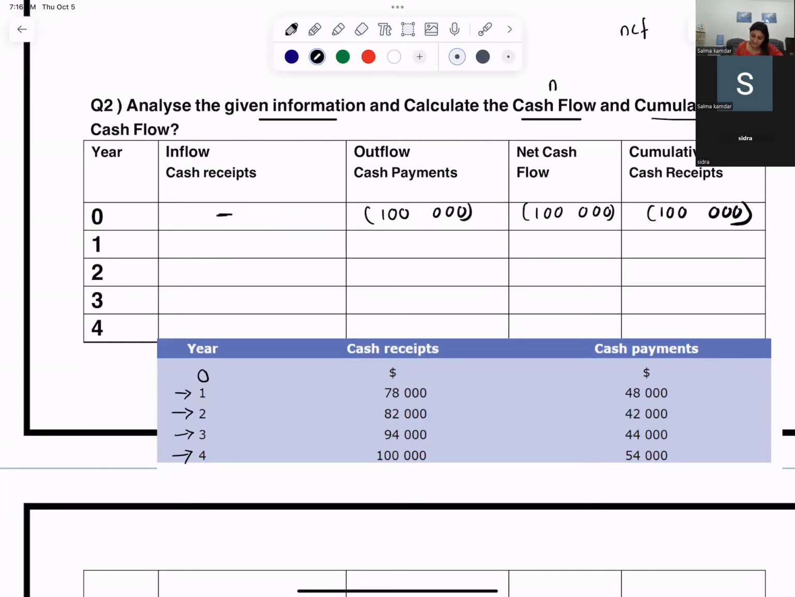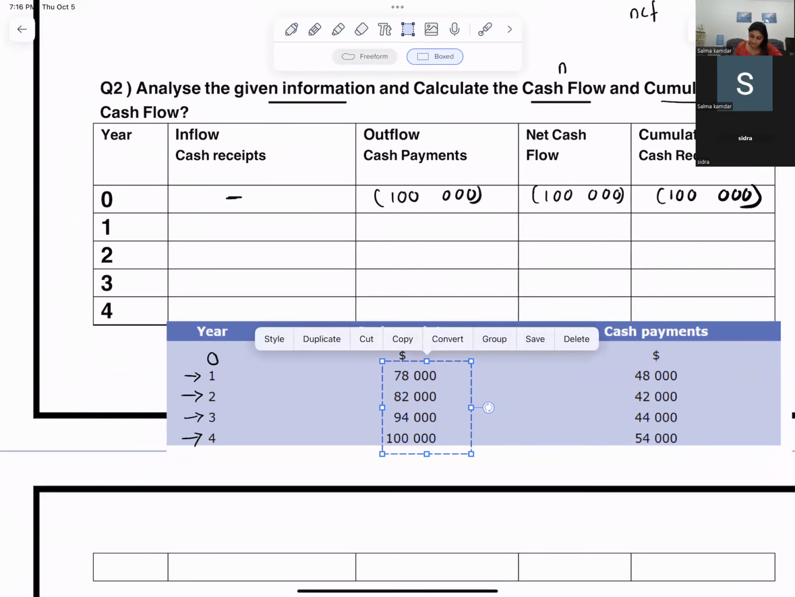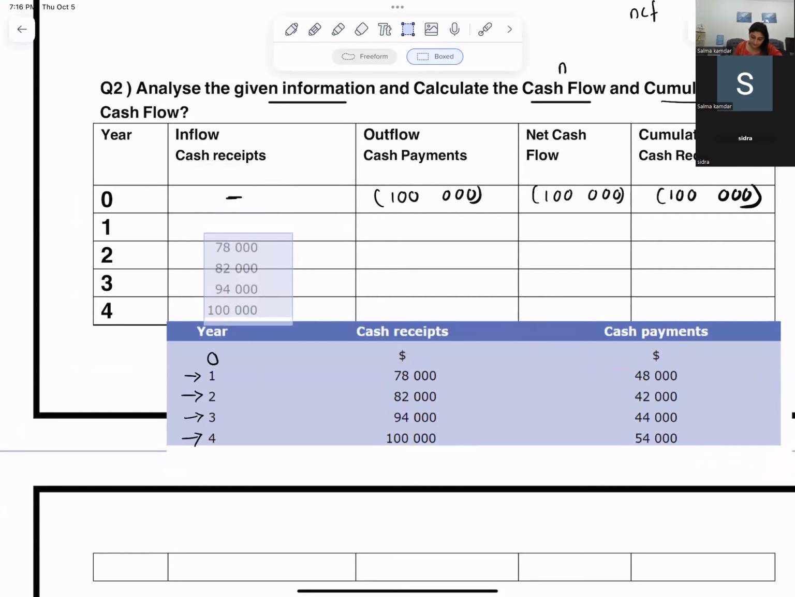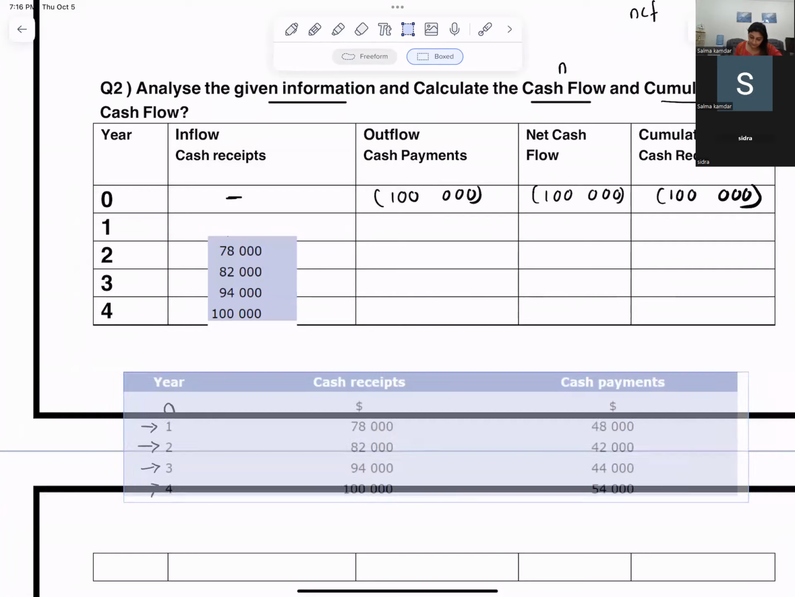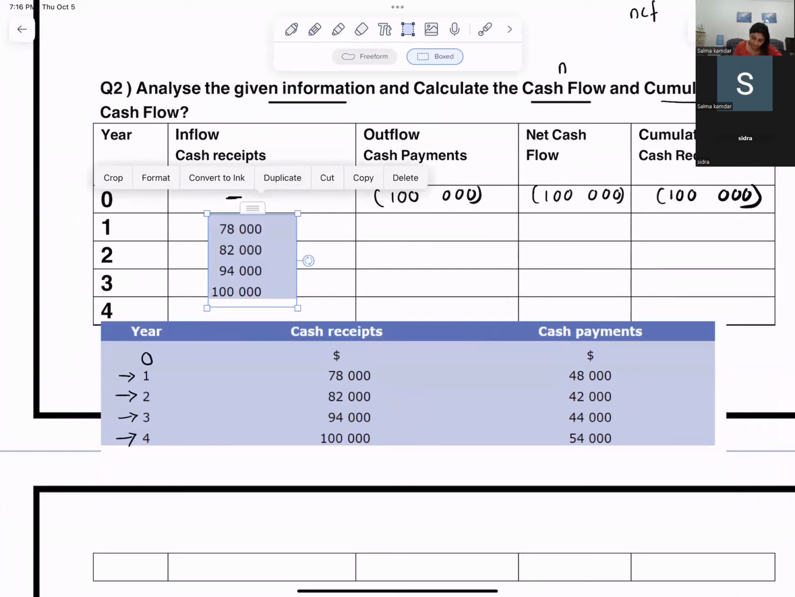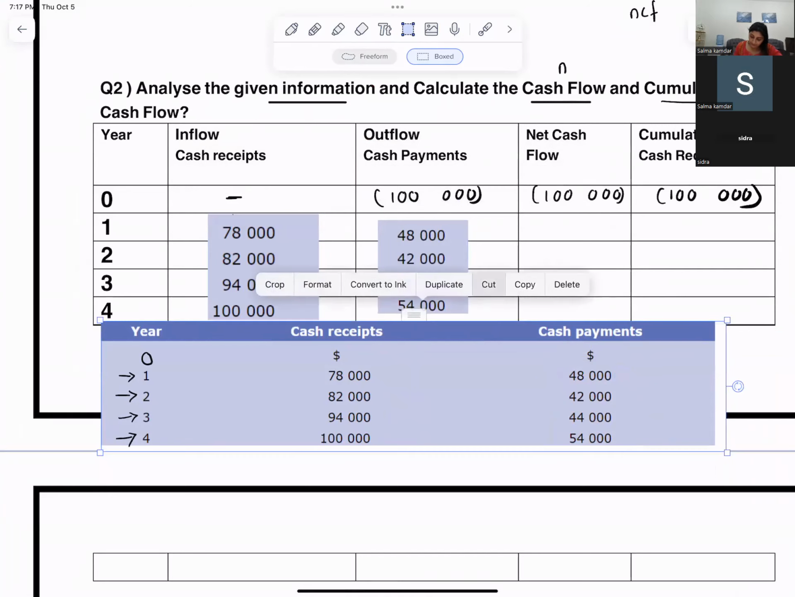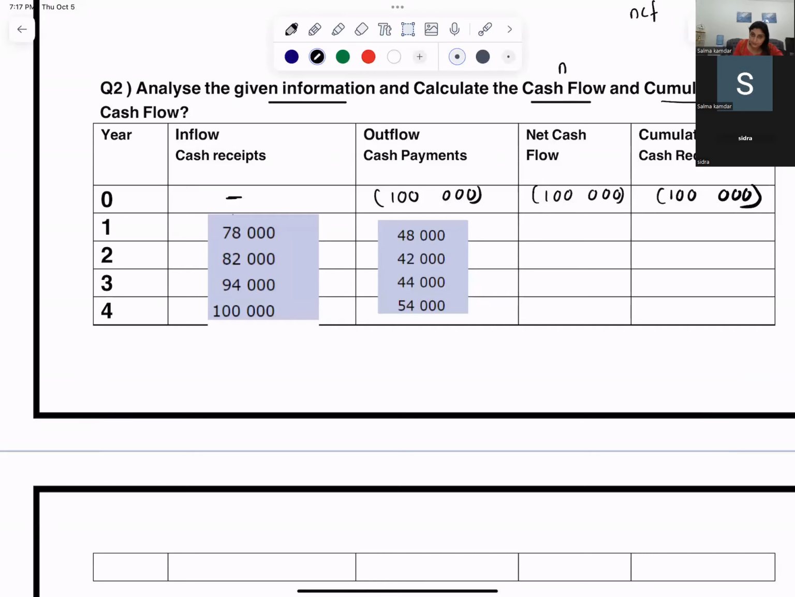Then you have your receipts. So you can just pick up your receipts and put them in year one, two, three, four. And you have your payments. Similarly, you can just take your payments and put them in year one, two, three, four. Your payments you can put in bracket or however you want, it does not matter. So you will get your net cash flow.